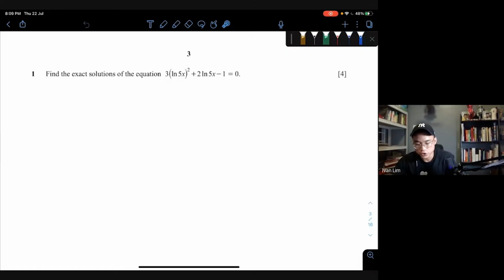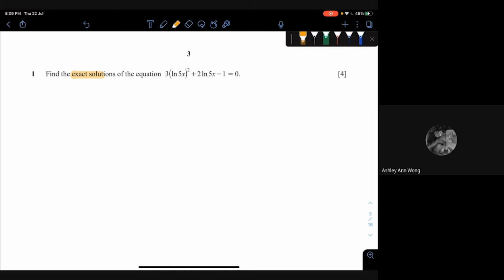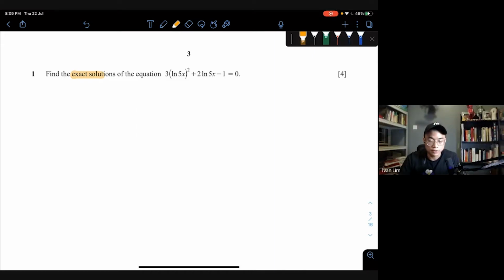Find the exact solutions of the equation 3 ln 5x squared plus 2 ln 5x minus 1. Okay, so some things to take note here is exact. Okay, the word exact. You all will see the word exact in few of the questions. When they say exact, make sure you all don't write it in decimal place. Okay, make sure you all write it in, it will normally be in like some surd form or some power form or some exponential. Okay, so that's the reason why they say exact. All right, so don't go and type into your calculator, just simplify it.